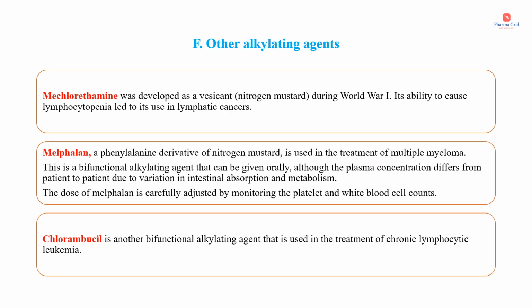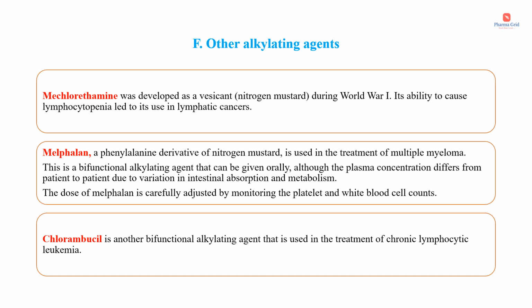Other alkylating agents. So the first one is mechlorethamine. It was developed as a vesicant. It is a nitrogen mustard during World War I. Its ability to cause lymphocytopenia led to its use in lymphatic cancers. Then melphalan, it is a phenylalanine derivative of nitrogen mustard. It is used in the treatment of multiple myeloma.